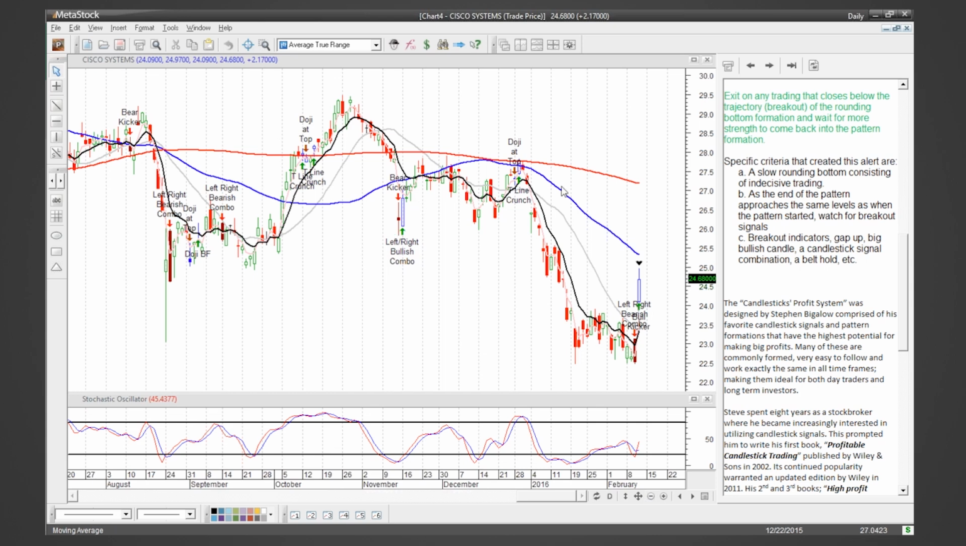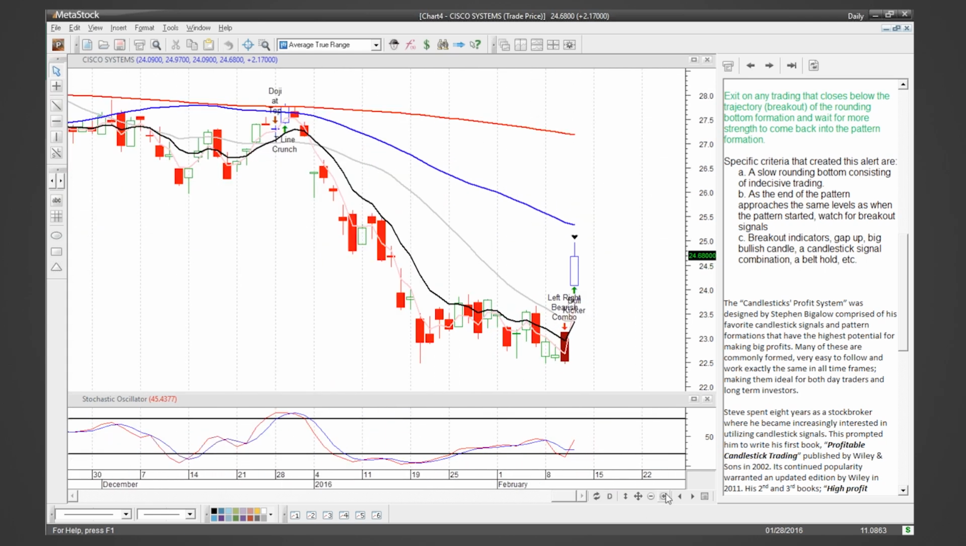And you can kind of see how, and again, everything doesn't work out very good. You had a T-line crunch right here, and it didn't work out. But again, you have a stop loss strategy in place. And I just love the way Steve looks at the marketplace.